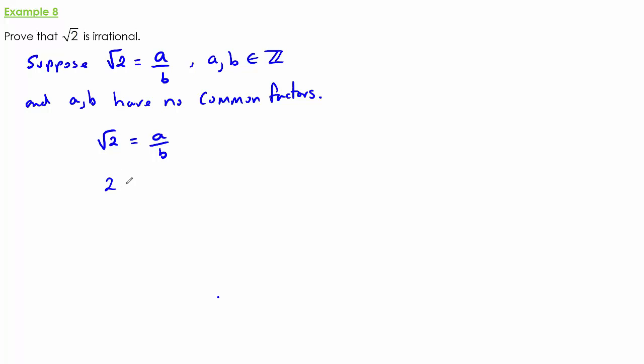Squaring both sides gives us 2 is equal to a squared divided by b squared. And that gives me that a squared is 2b squared. Now, b is an integer, therefore b squared is an integer. If you multiply it by 2, it must be even. So that tells me that a squared is even. And the only way that can be true is if a is even. If you square an even number, you get an even number. If you square an odd number, you get an odd number.